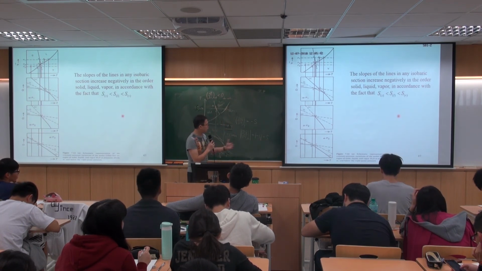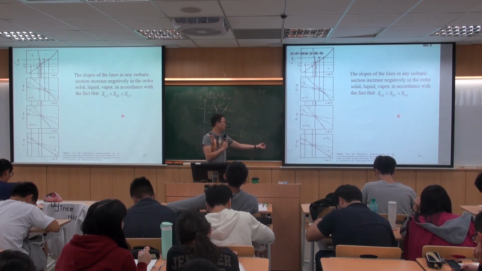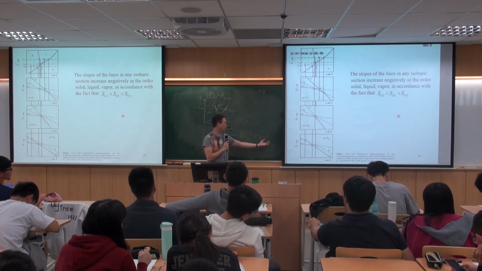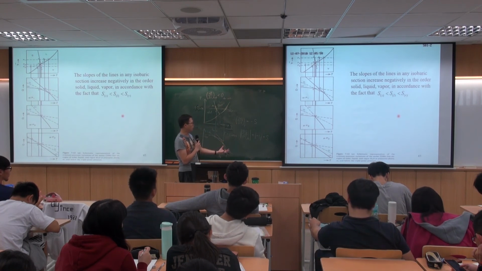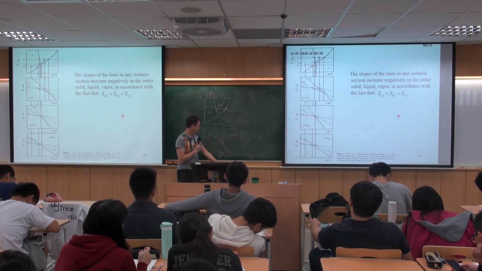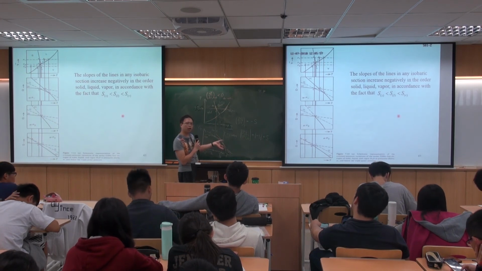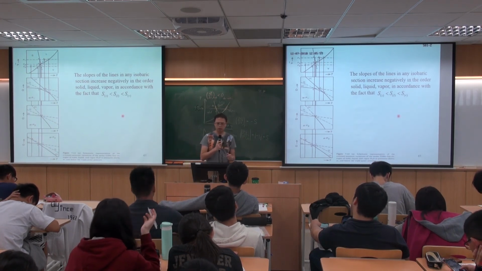So imagine that if you're dealing with a liquid phase, the slope should be greater in terms of magnitude than that for the solid phase, and the vapor should be much bigger. So you'll see that the slope is becoming greater and greater in terms of negative values.